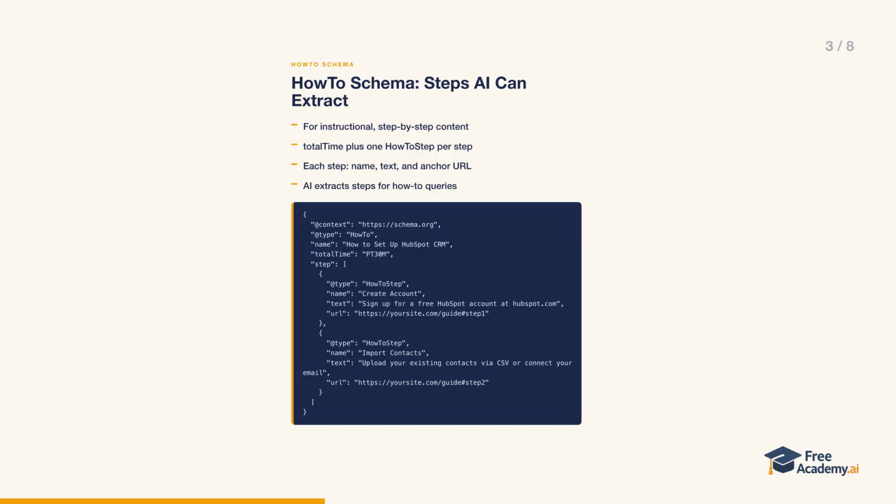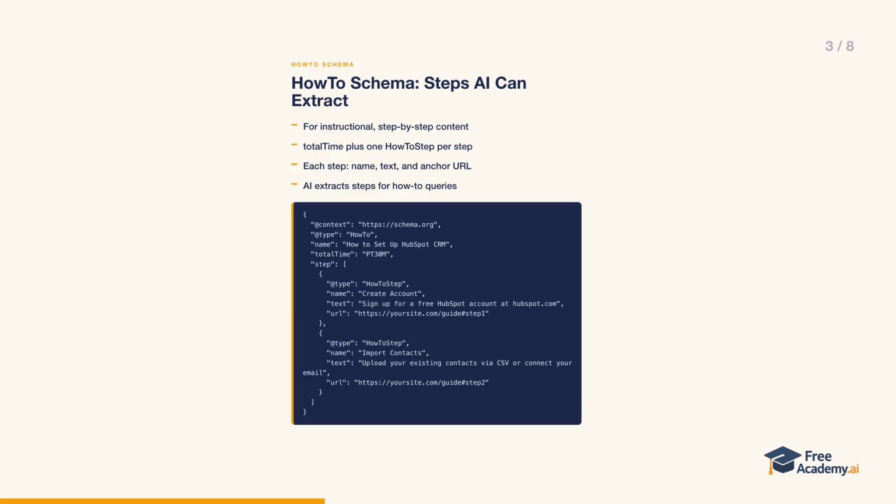Next is HowTo Schema, designed for instructional content. In this example, we are marking up a guide to setting up HubSpot CRM. The name and description summarize the task, and total time, written here as PT30M, tells machines the whole process takes 30 minutes. Then each step becomes its own how-to step object with 3 parts. There is a name, like create account, the actual instruction text, like sign up for a free HubSpot account, and a URL pointing to that exact section of your guide.